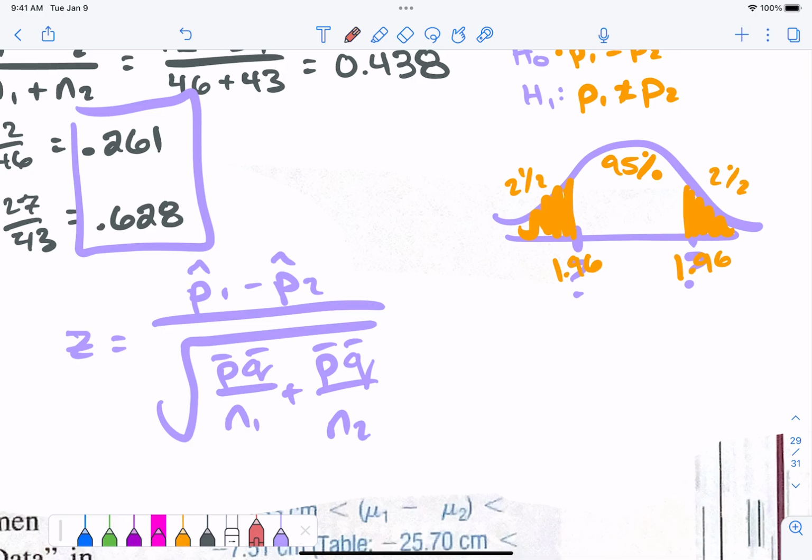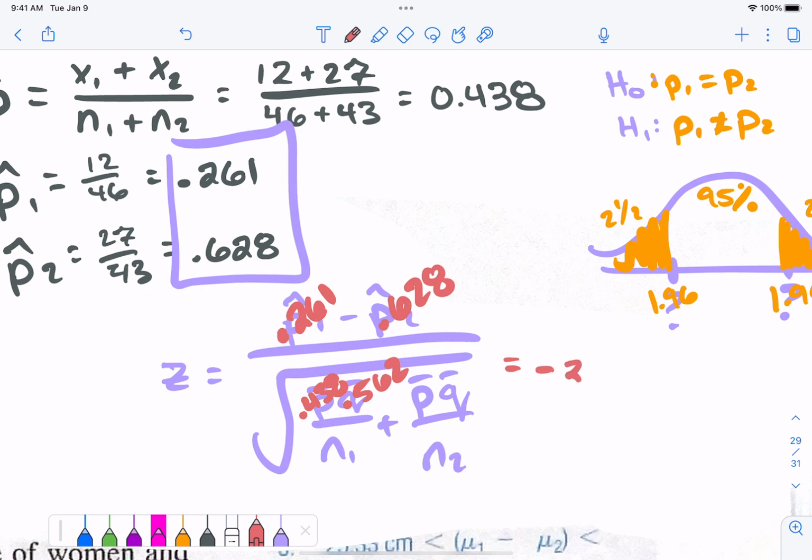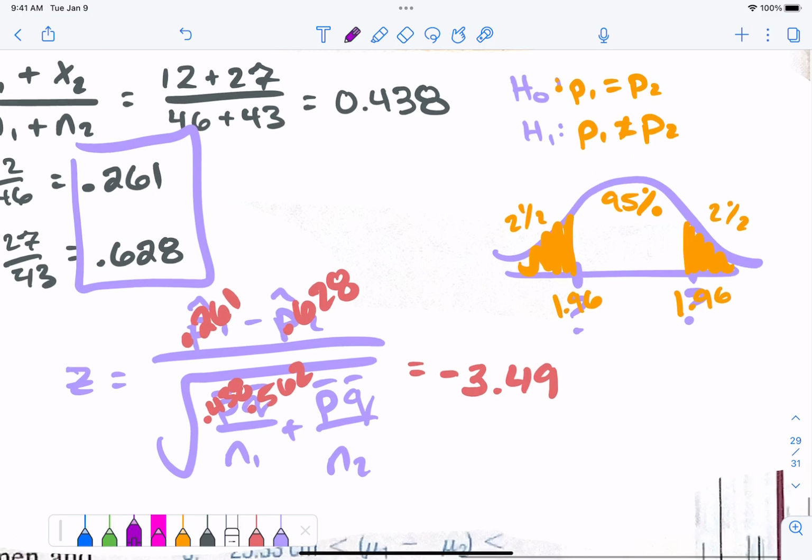When you plug all your numbers in, I would say at least use 2 decimal places. On here, they used 3. So you're doing 0.261 minus 0.628. And then you've got 0.438 and 0.562, whatever that is, for your P bar and Q bar. When you plug all those numbers in and type it in, you get negative 3.1. They got negative 3.49-ish, something like that. It just depends on what decimal you round it to. It shouldn't make that much of a difference, but where does negative 3.49 live?